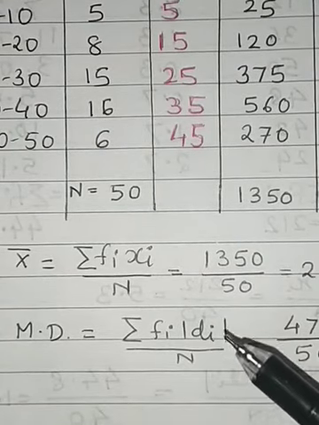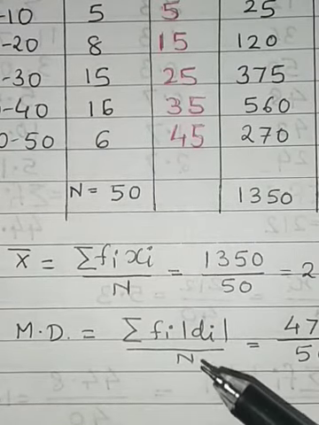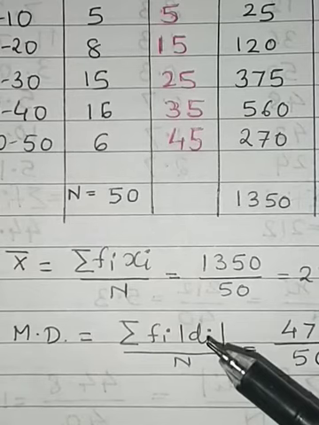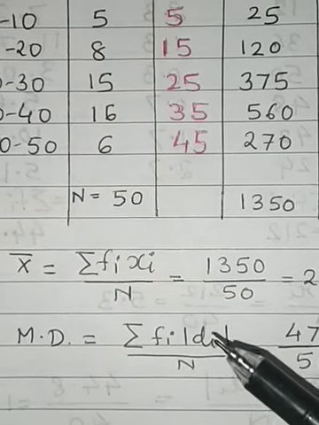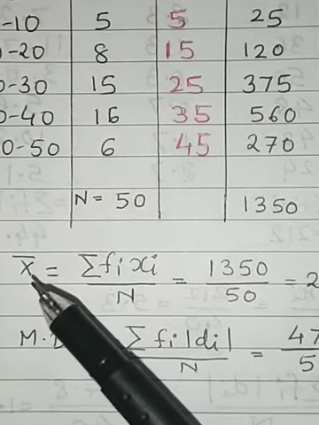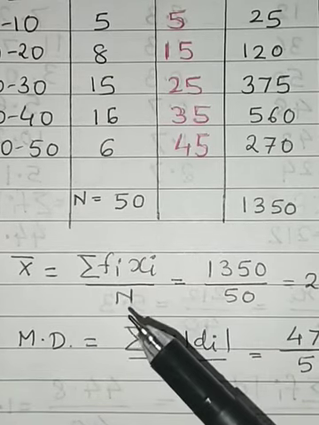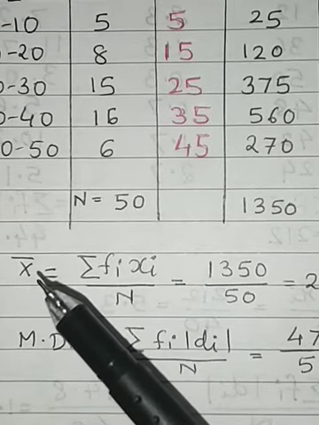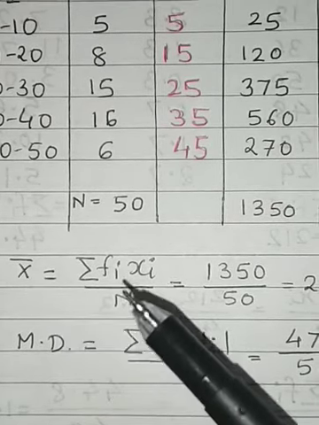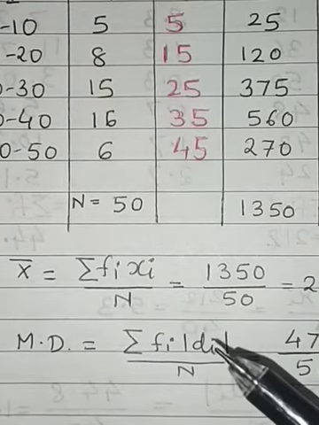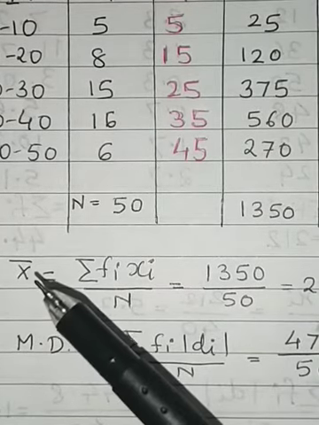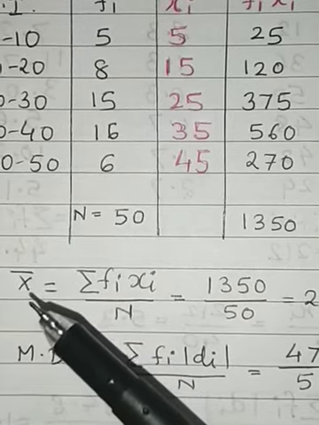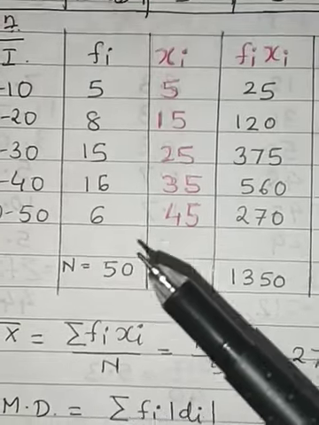Alright, so the formula for mean deviation is summation Fi mod di upon n. And what is di? Di is xi minus x bar. And what is x bar? X bar is the average, which is summation Fi xi upon n. So unless and until we find out x bar, we cannot find out di. So our first aim is to find out x bar. X bar means the average.